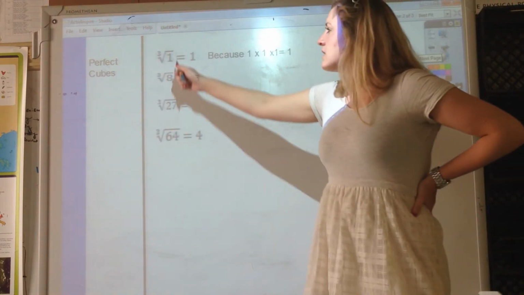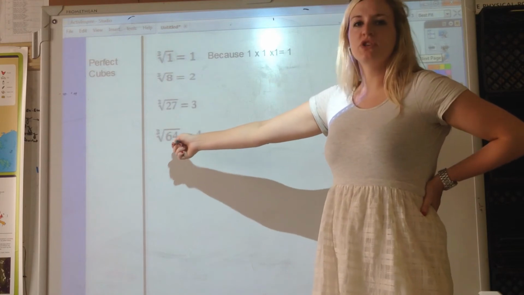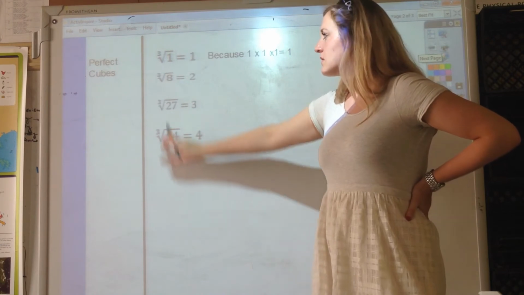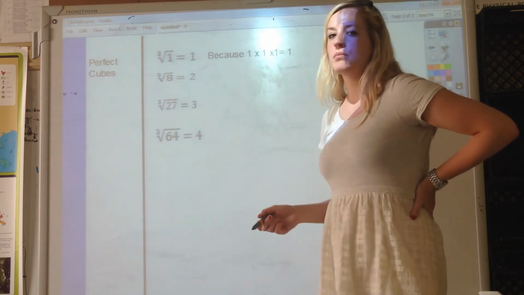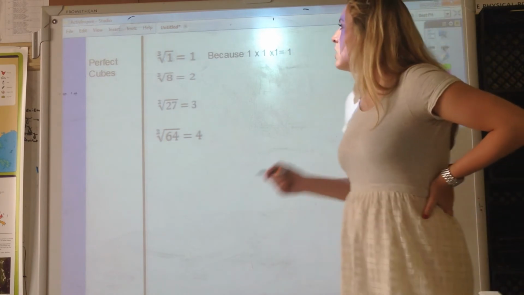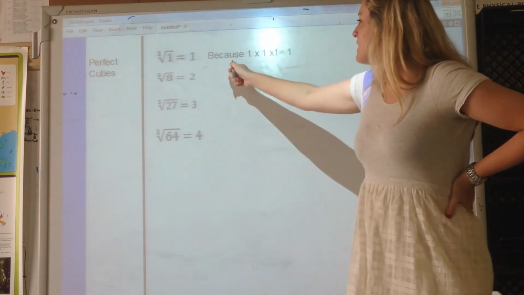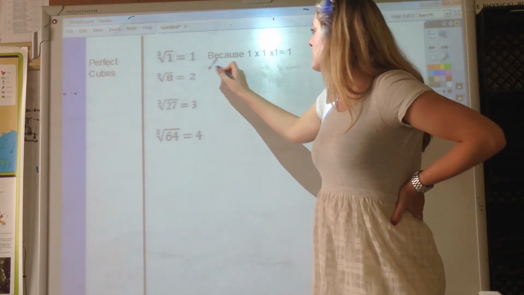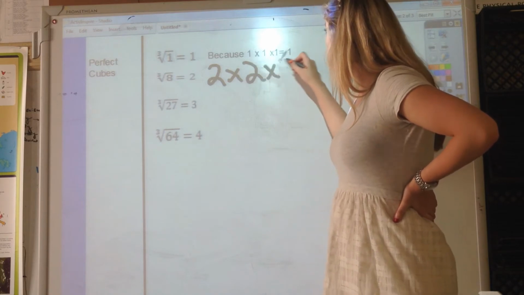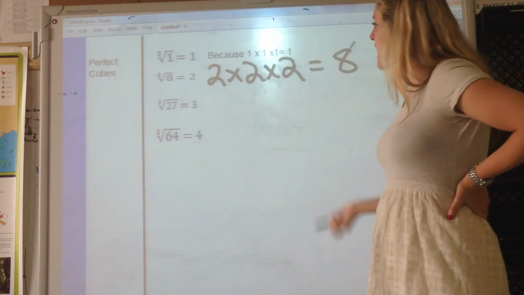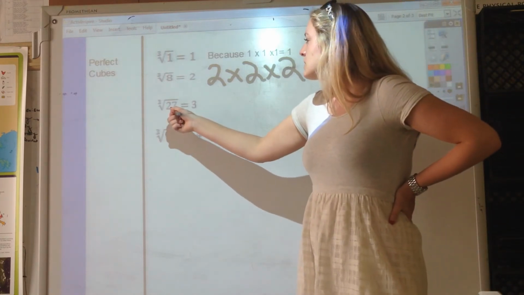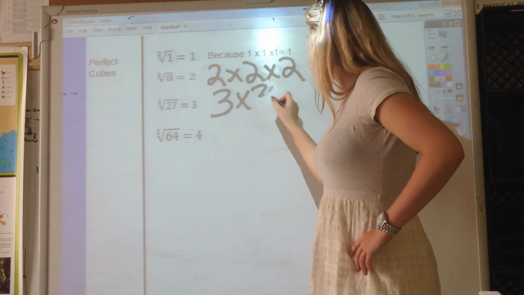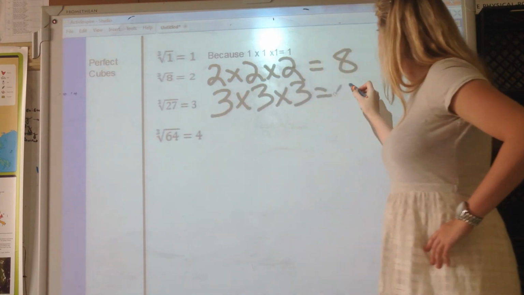So there are some perfect cubes that you need to memorize, just like your perfect squares. I want you to take a moment and write down all of these examples, because these are all perfect cubes that you need to know. Pause the video if you need to. So the cube root of 1 is 1 because 1 times 1 times 1 is 1. The cube root of 8 is 2 because 2 times 2 times 2 gives me 8. The cube root of 27 is 3 because 3 times 3 times 3 equals 27.